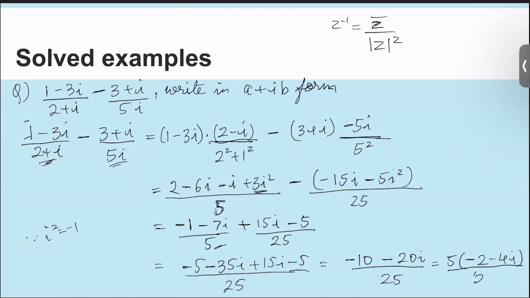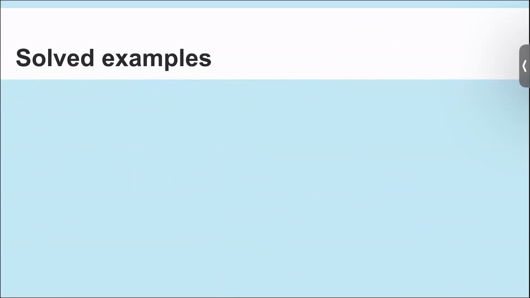If you take 5 out, this is what you get, minus 2 minus 4i upon, sorry, you will actually get it cancelled. So the 5 does not come here. Yeah, if you take out 5, you are getting minus 2 minus 4i upon 5. Okay, so your answer is, you can just write minus 2 by 5 minus 4 by 5 i. Okay, so this is your answer. So you can see that we can simplify any expression in the form of a plus ib. Now let's take another example.